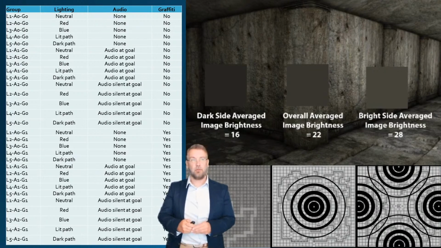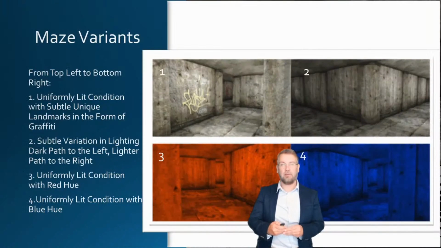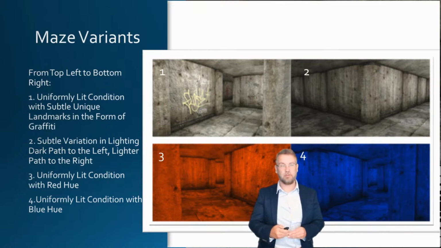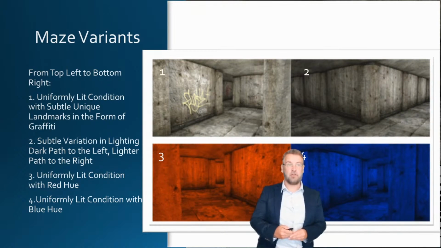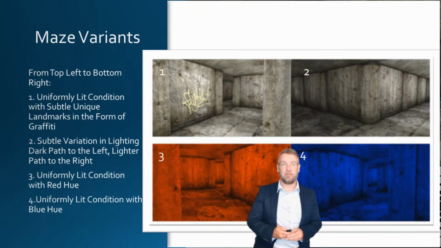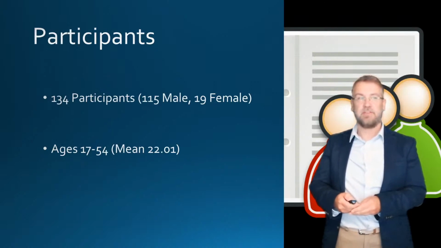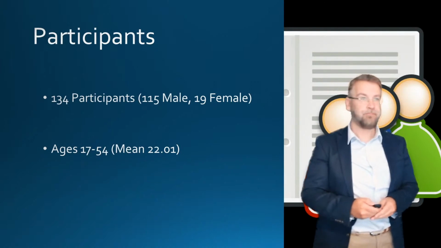Here are some examples of the visuals of what our levels actually looked like. Figure 1 shows with graffiti, figure 2 shows without graffiti in a uniform lit state, figure 3 a red lit state, this was done by a hue shift, and figure 4 the blue state. We had 134 participants, 115 of which were male and 19 female, average ages 17 to 54.